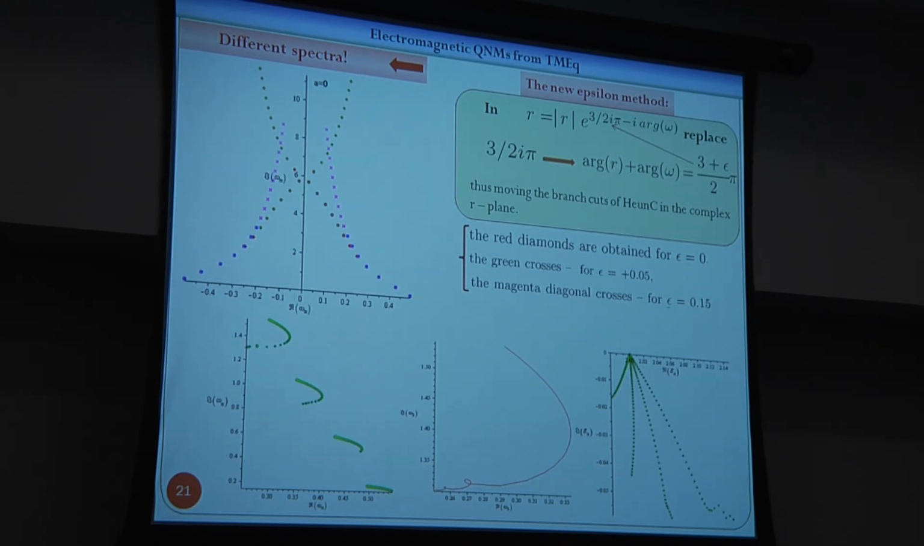We have discovered two different spectra for the same problem, depending on the complex path. And we have discovered that Heun functions, of course, have branch points in the complex domain. And as usual, if you calculate using one branch, you will have one spectrum. If you use another branch in the complex domain, you will have another spectrum. The main new physical problem is what spectrum we will see in astrophysical observations. This is an open question, actually.